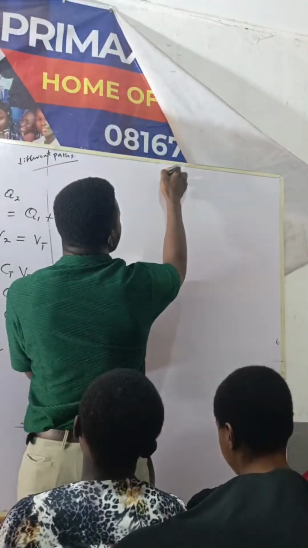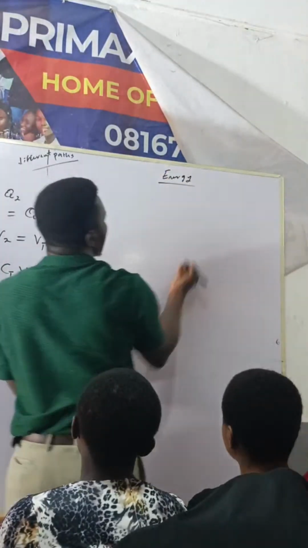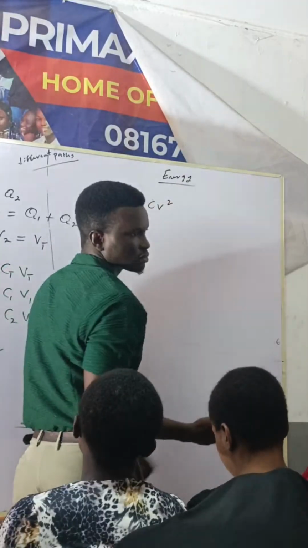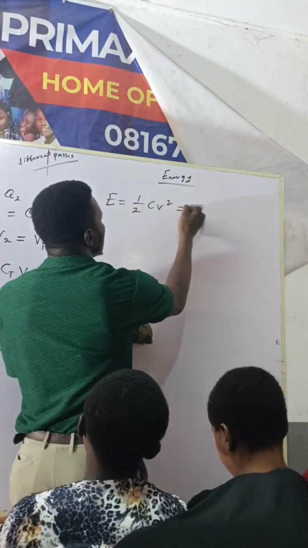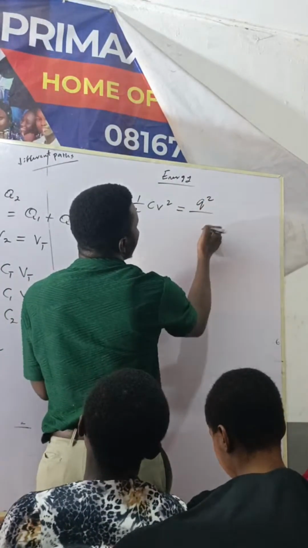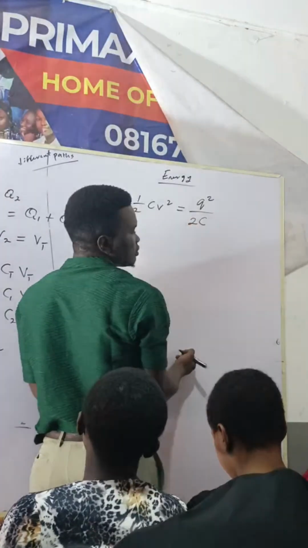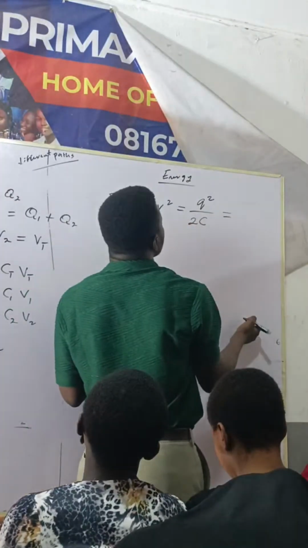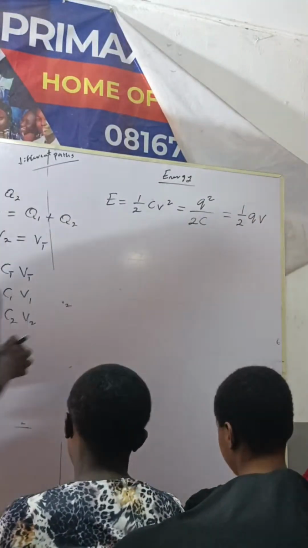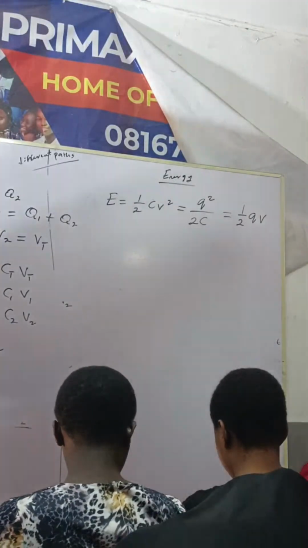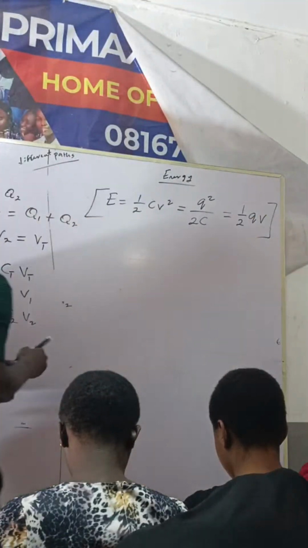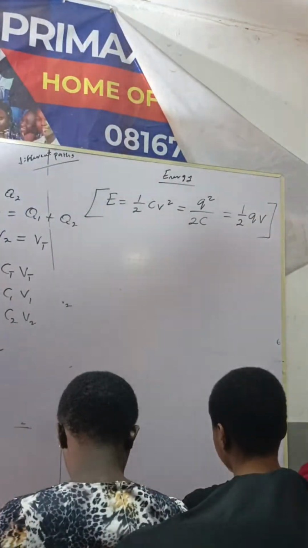With simplicity, it's not hard. What is the energy stored in a capacitor? Energy stored in a capacitor is given as half CV squared. That is also equal to Q squared over 2C, right, which is also equal to what? Half QV, right. Those are the formulas for energy stored in a capacitor. So let's just use them so that we don't waste time.